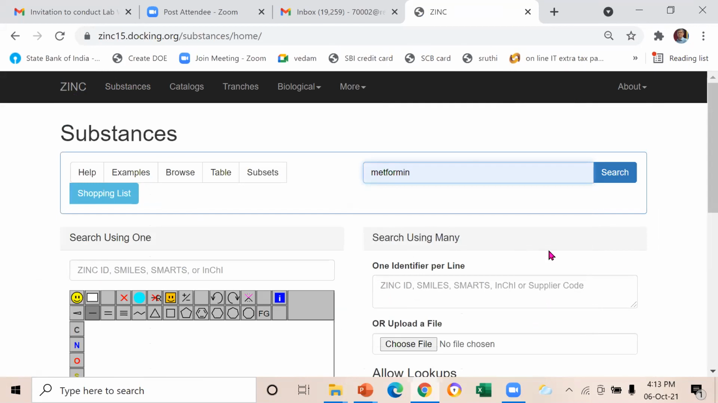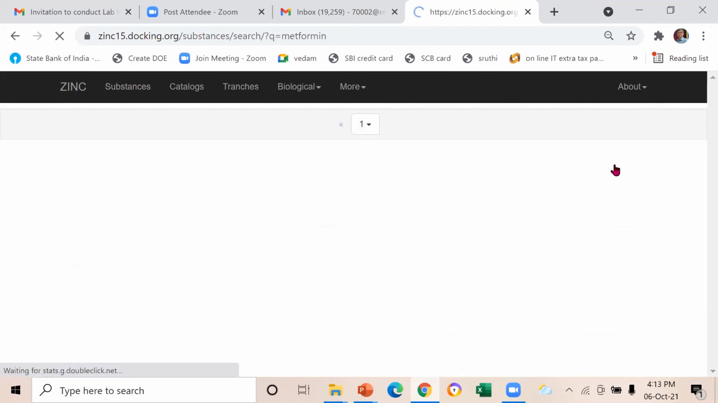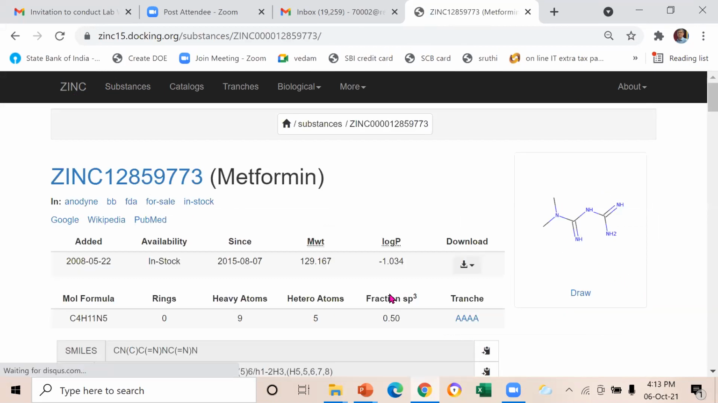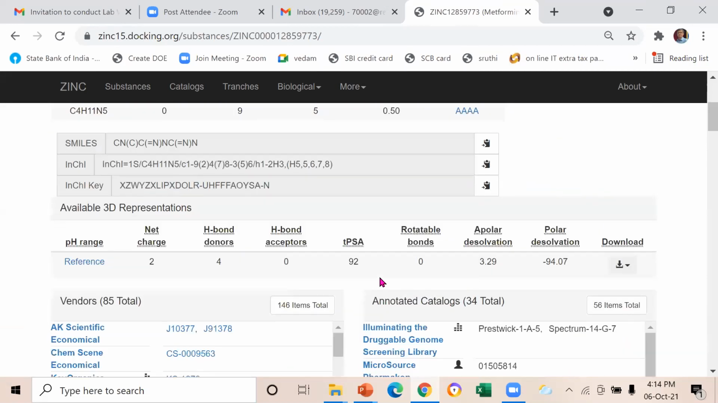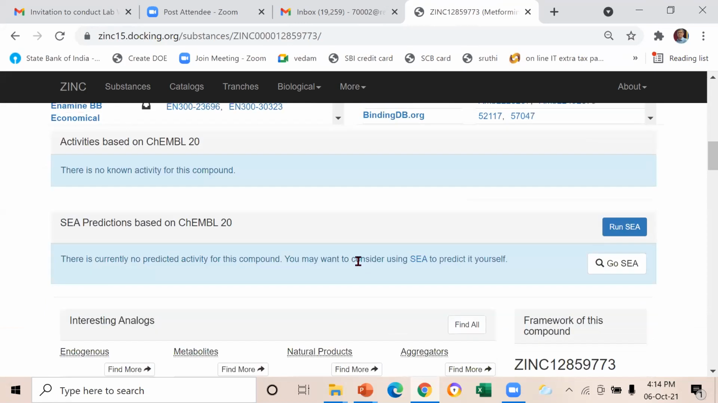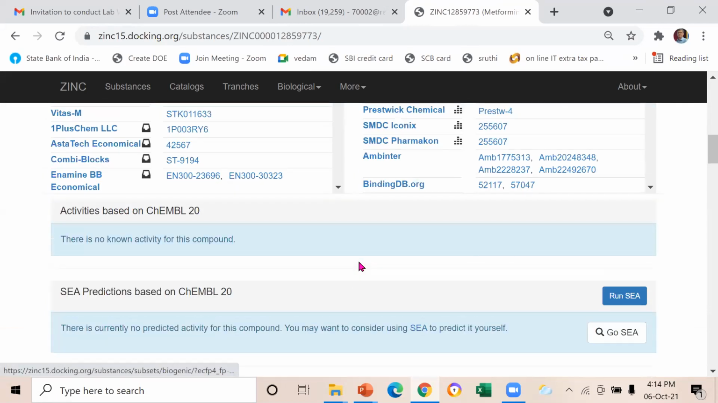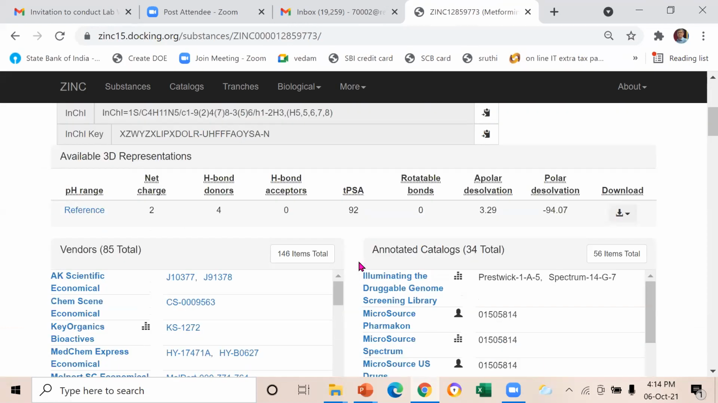Yeah, metformin. Metformin is used as an anti-diabetic. Okay, this is metformin. You see log P is negative because it's very, very hydrophilic. A lot of nitrogens are there. It's highly water soluble. Absorption is lower because it's a very hydrophilic type of molecule. If you look at the total polar surface area, it is also very high with respect to aspirin, almost 92. So many properties are given. Vendors are given. Again, this is an old molecule, a drug, so a lot of information is available.